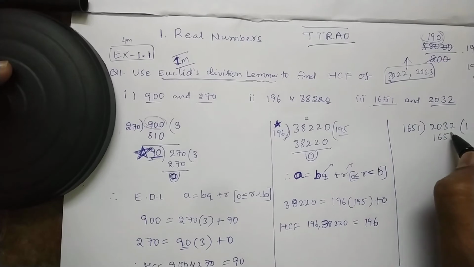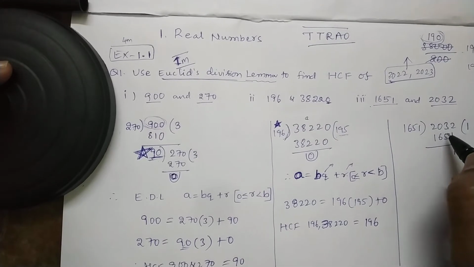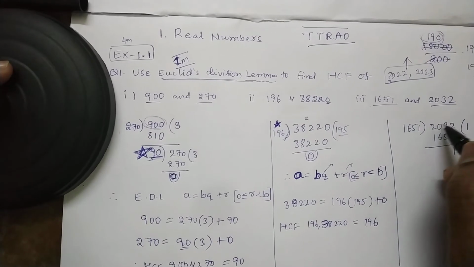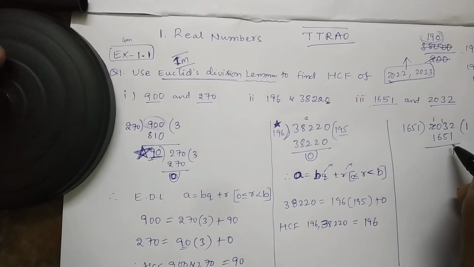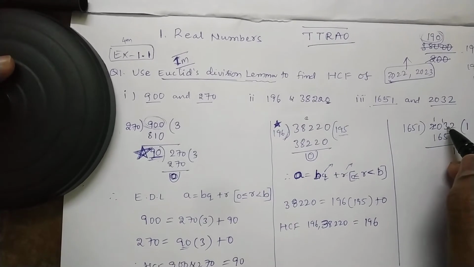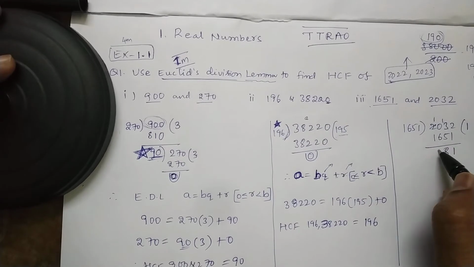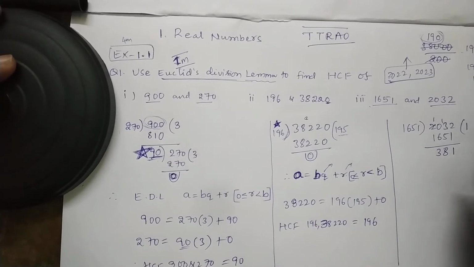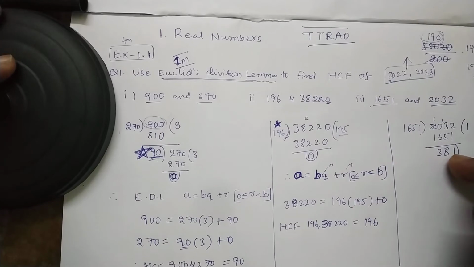As you subtract here, 2 minus 1 is 1. 3 is not possible, so you just take a borrow here. This will become 19 and here 13. And then as you subtract here, 8 will be remaining. 9 minus 6, so we get 381. Now 381 is not a remainder, not a 0.